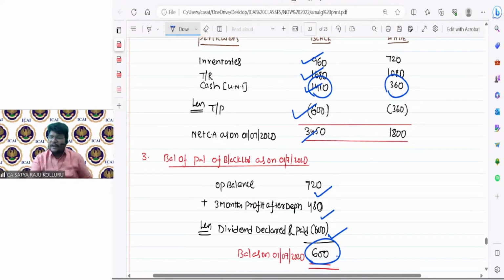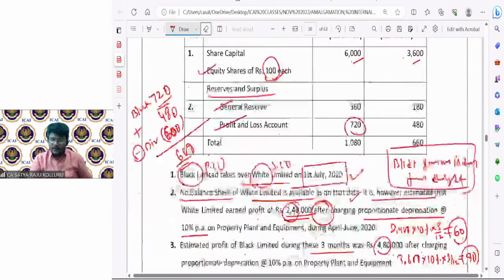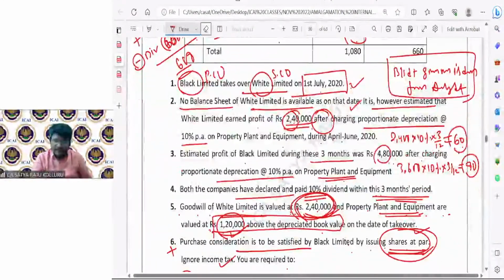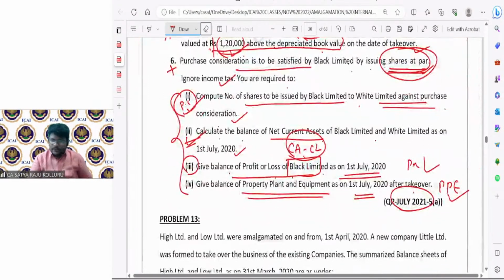Don't consider the P&L of White Limited because amalgamation is in the nature of purchase. How do you know? It is clearly given that goodwill we are additionally considering, property, plant and equipment we have not taken over at book value, we have taken over at a different value. That's why this amalgamation is in the nature of purchase. Okay, one last sub question.